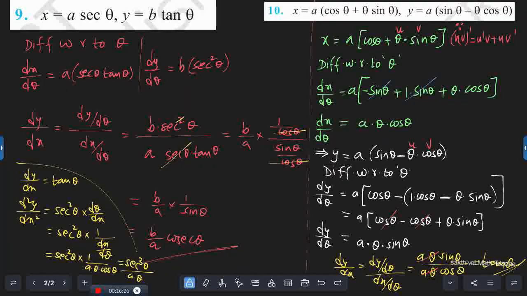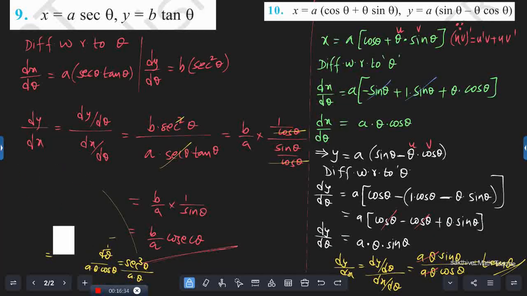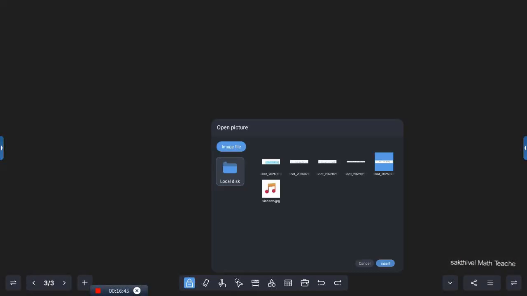This is how they will ask in the board exam. One time I think they asked like this, the same question. Question number 10 is over. Now we'll go to question number 11. Is it okay? We will go to the 11th one.